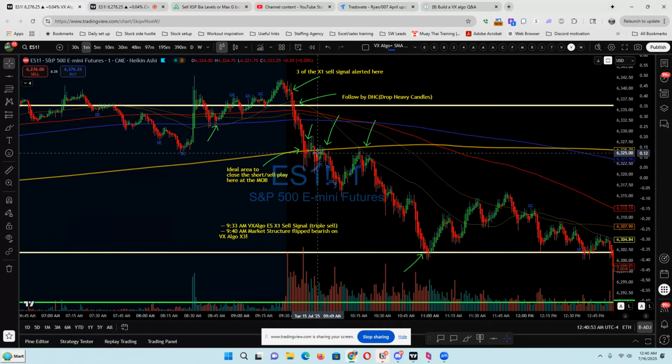Why is there resistance instead of support now? Because the candlestick is under it. So if you're under the water, you're now struggling to go up, right? So that's why it is now a resistance line.